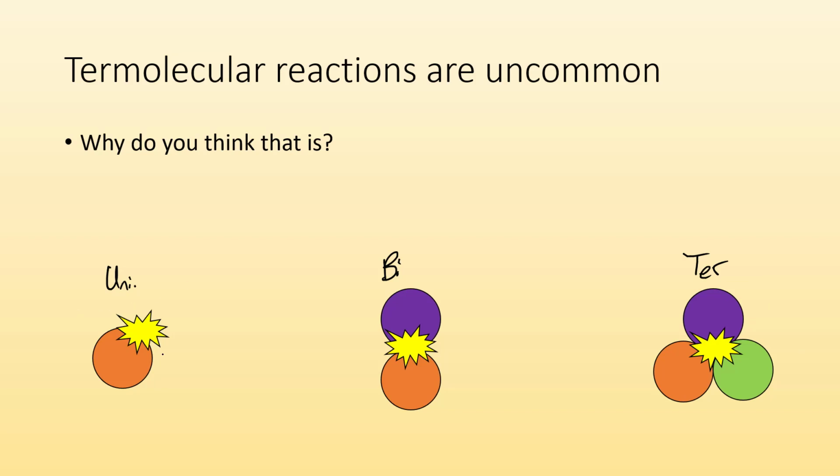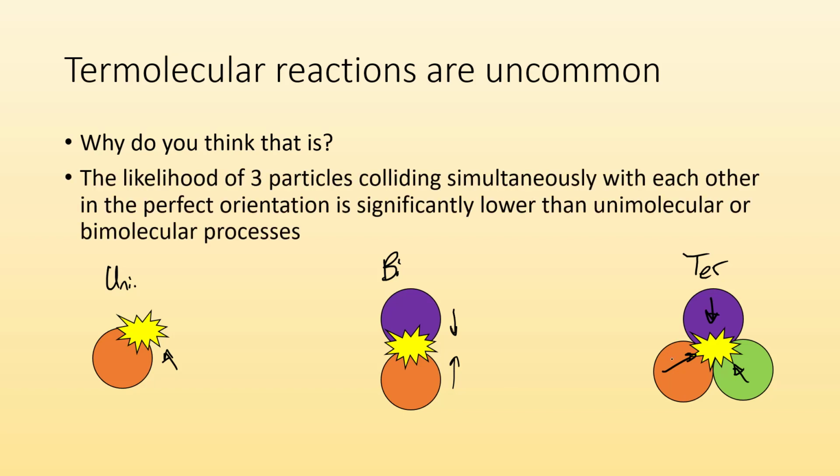Well, in unimolecular, I have one molecule reacting all on its own. Bimolecular, I got to get two atoms to collide with each other in the right orientation with enough energy. And termolecular, we got to get three molecules to collide at the same moment in the correct orientation with enough energy. So why do you think that's going to be uncommon? Well, that's the least likely of all the possible things that we're talking about. Two things colliding with the right orientation and enough energy is one thing, but having three of them collide at the same moment, at the perfect orientation with enough energy is the least likely of all the processes. So they're uncommon.